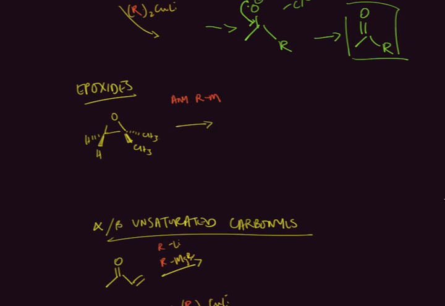With epoxides, any organometallic, so I just wrote Rm, that can be the organolithium, it can be the organocuprate, it can be the Grignard. They will all react with these epoxides. To open up the epoxide, you're going to see the R group come in. I intentionally made these hydrogens and these methyls right here because the R group, that nucleophilic R group, is going to come in to the least substituted side right here.